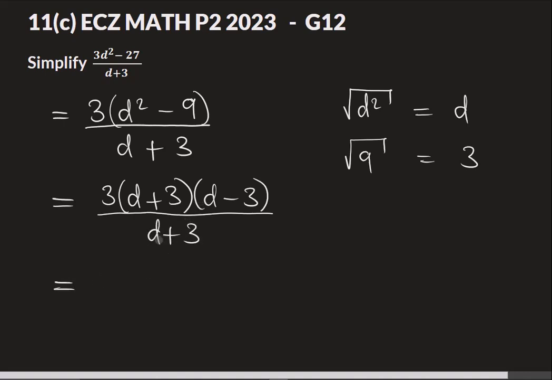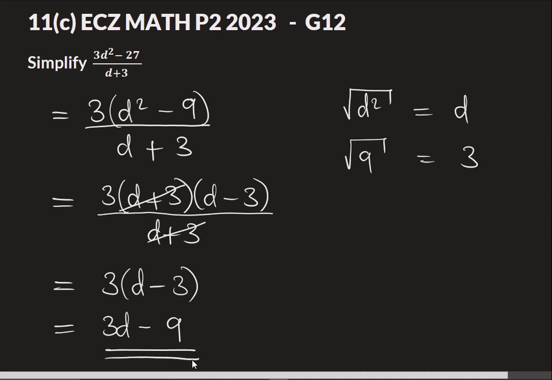Next, we cancel what can be cancelled. The d plus 3 can cancel with the d plus 3 in the numerator. And hence, we are left with 3 multiplied by d minus 3, which we can simplify further to 3d minus 9 actually. So this is our final answer after we simplify.